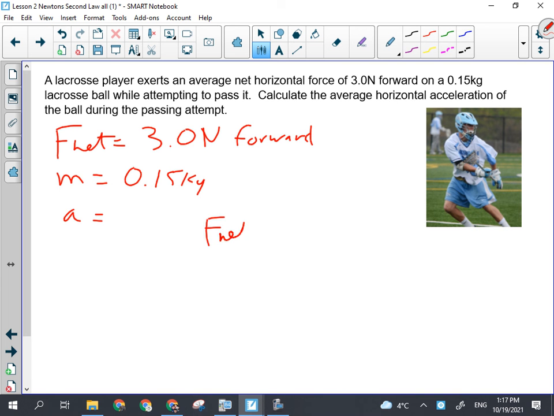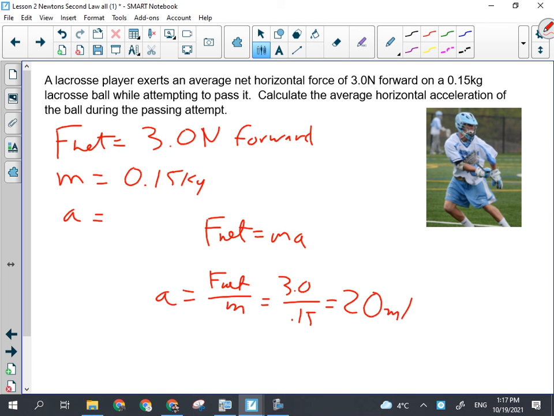So F net equals m times a. So acceleration equals F net divided by m. So that's 3.0 divided by 0.15, which should give us 20 meters per second squared forward.